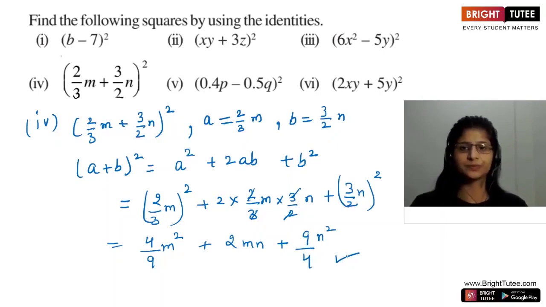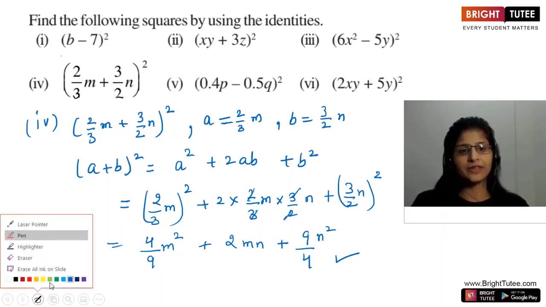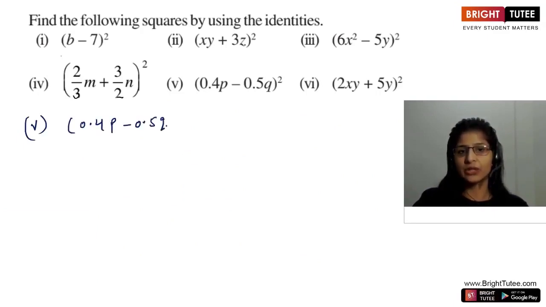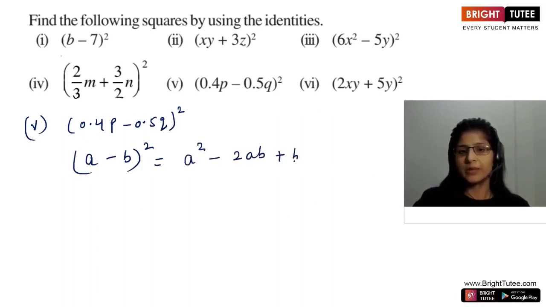Quite easy to do. Now we will try the fifth part. What is given in the fifth part? Can you think of the identity? In the fifth part, we are given (0.4p minus 0.5q) whole square. So it is of the form a minus b whole square, which is a square minus 2ab plus b square.